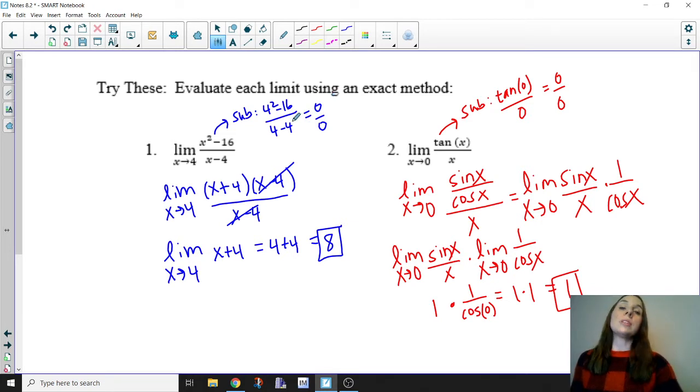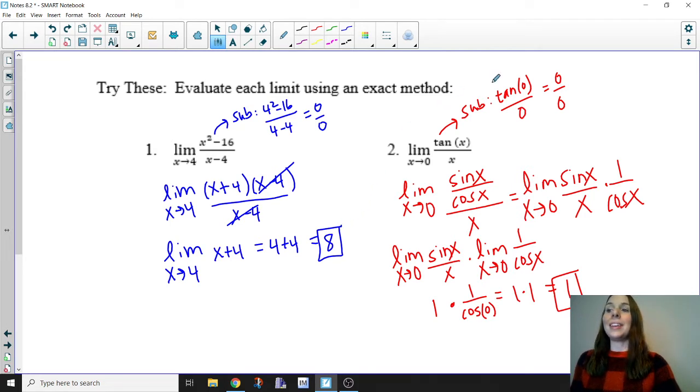You should also try substitution to ensure that you have an indeterminate form before trying another method for evaluating. So in number one, I did show that I tried to substitute x equals 4 into the expression x squared minus 16 over x minus 4, and I got 0 over 0. And so then I proceeded to my factoring and dividing out common factors to rewrite the expression as x plus 4. I can then sub the 4 in for the x to find that my limit is equal to 4 plus 4, which is 8.